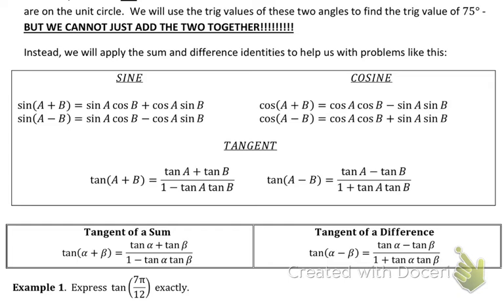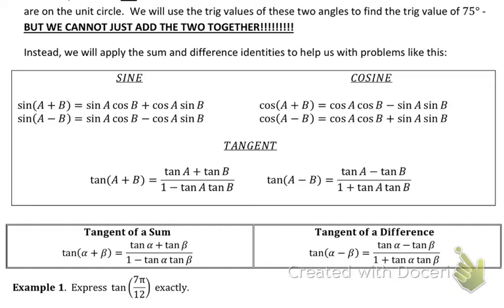This formula will get you that sum. That is finding the sine of A, which in this case would be 30 degrees, cosine of 45, plus cosine of 30, sine of 45. If you do this, you will then know the sine of 75 degrees.